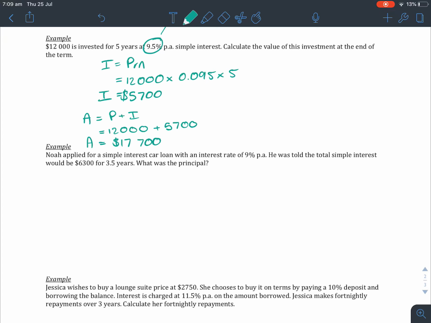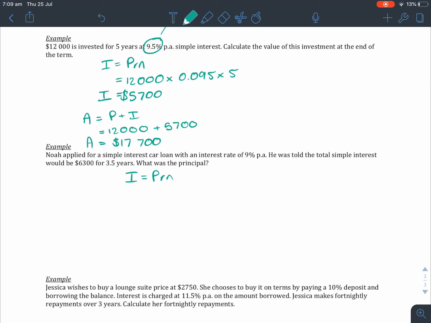Even if you read a question like this and you're not sure where to go, because it says simple interest, straight away, write the formula down and let's see what we can do. I equals PRN. Now the question says, what was the principal? So we don't know what it was. Hopefully, we have enough information for the other 3 variables, the other 3 letters.